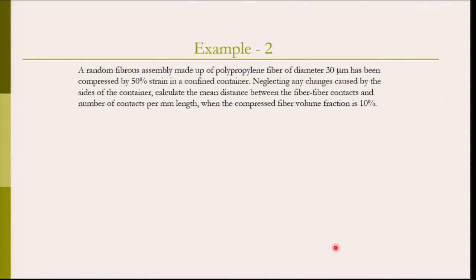A random fibrous assembly made up of polypropylene fibers of diameter 30 microns has been compressed by 50% strain in a confined container, neglecting any changes caused by the sides of the container. Calculate the mean distance between the fiber to fiber contacts and number of contacts per millimeter length when the compressed fiber volume fraction is 10%.